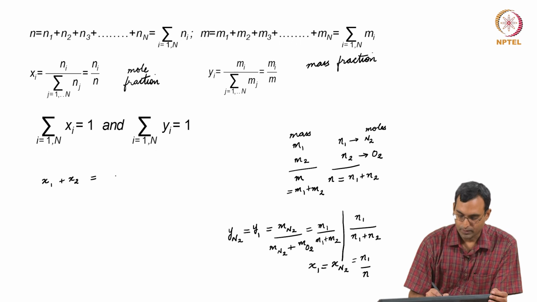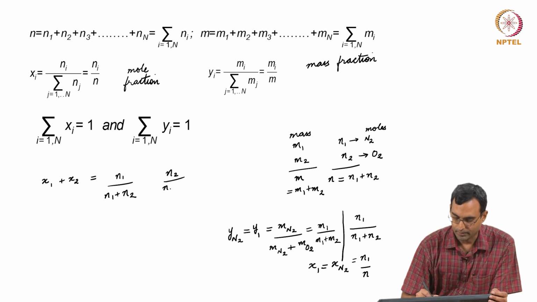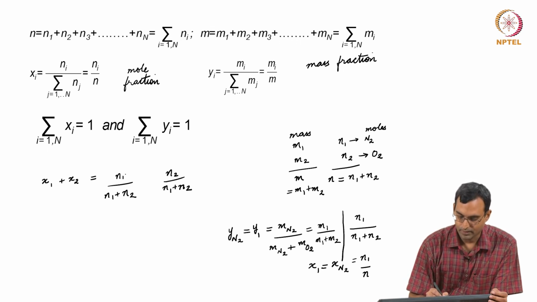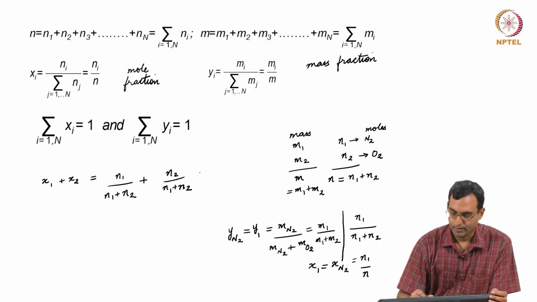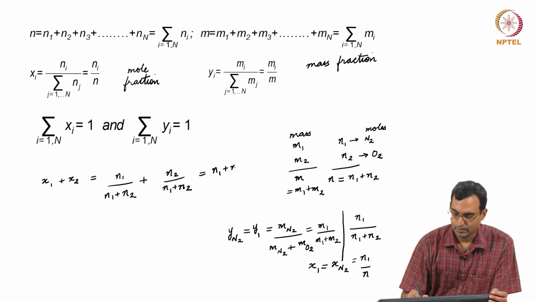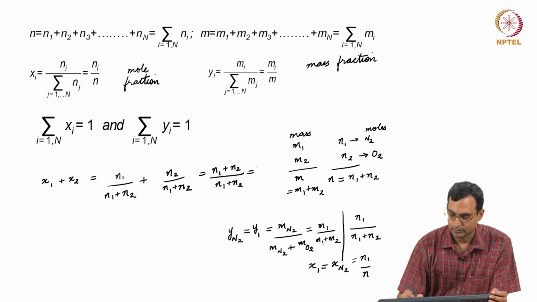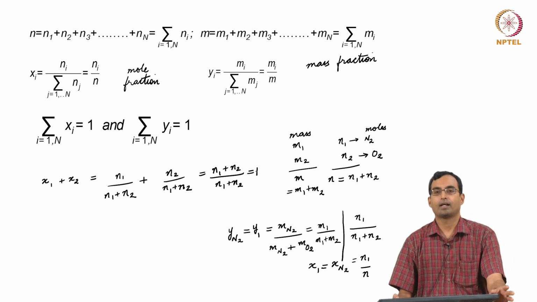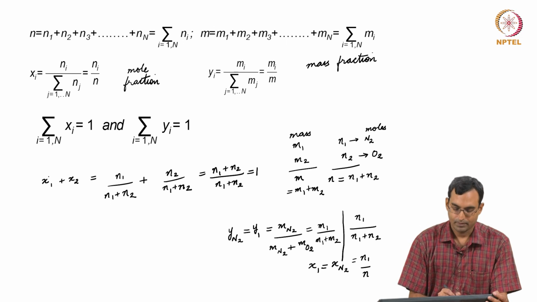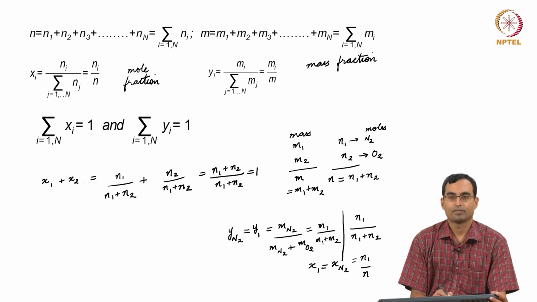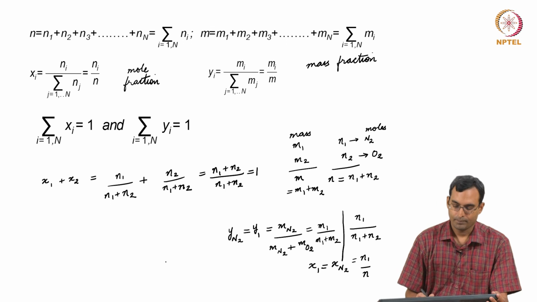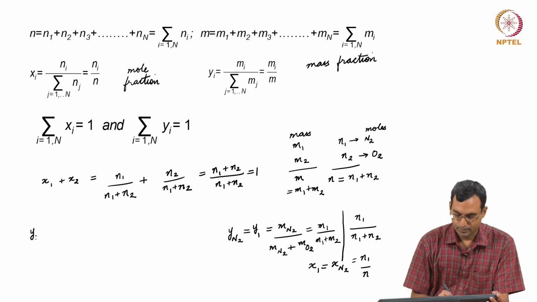by definition x1 is essentially n1 by n1 plus n2, x2 is n2 by n1 plus n2. This is how we defined x1, this is how we defined x2. So, if I sum up these, essentially I get n1 plus n2 by n1 plus n2, which is equal to 1. And similarly, if I had a large number of species, if I summed up the mole fractions of all the species, the sum should be 1, and we can also see the same for the mass fractions.